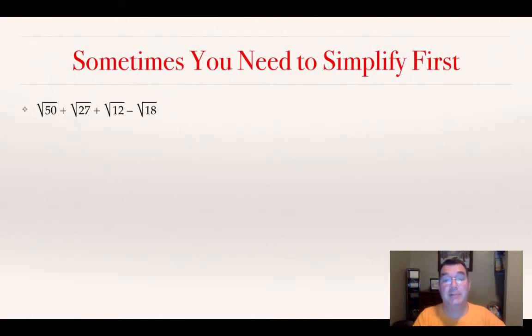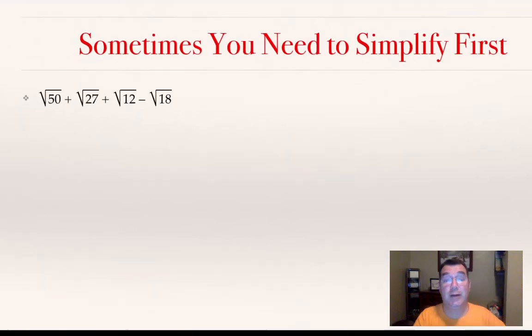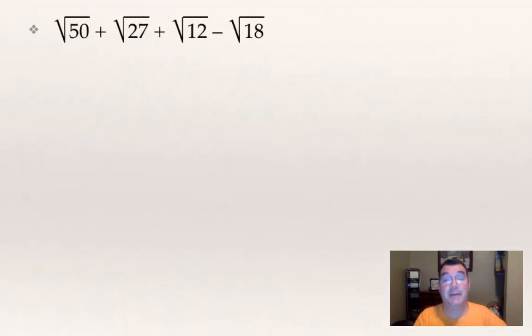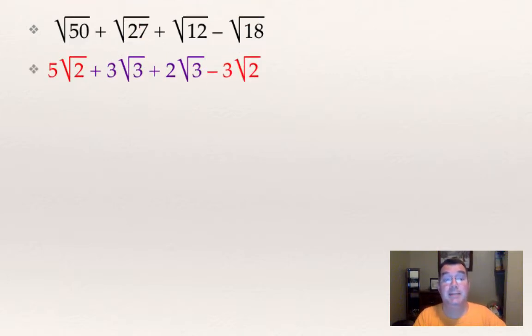Now, sometimes I'm going to need to simplify each radical first because it hasn't been simplified like we talked about in the previous chapter. Here's an example. I've got the square root of 50 plus the square root of 27 plus the square root of 12 minus the square root of 18. Okay, I can only combine those if they have the same number under the square root, and it looks like none of them do. So it looks like there's nothing I can do here, but actually I can simplify root 50 to be 5 root 2.